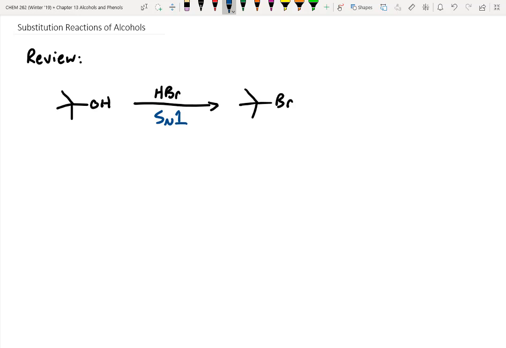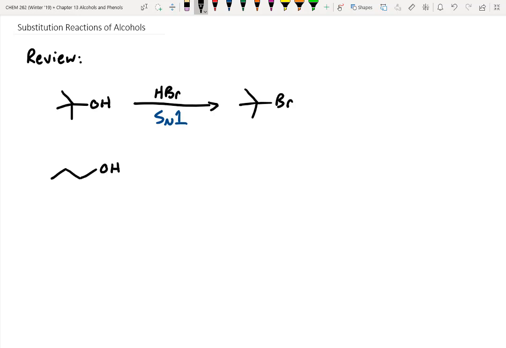What's a pitfall with this, though? Are there any pitfalls? So under certain circumstances, SN1 reactions are in competition with E1 reactions. However, in this situation, bromide's a really, really crummy base, so it's not likely that it's going to be in competition with E1. All right, let's take a different example.